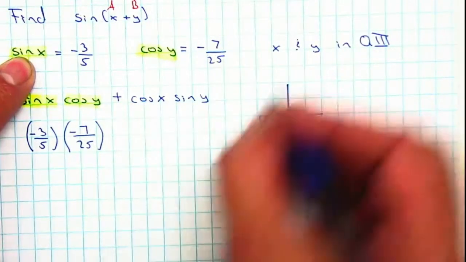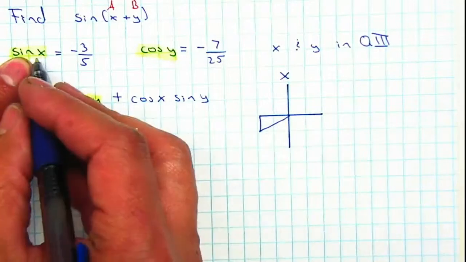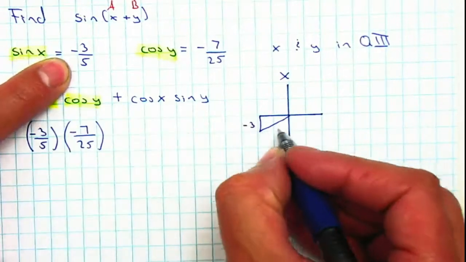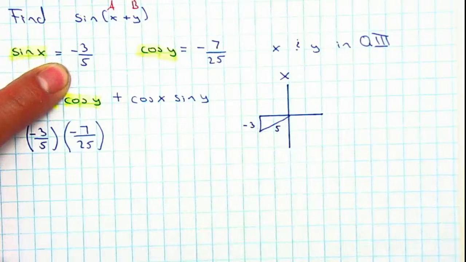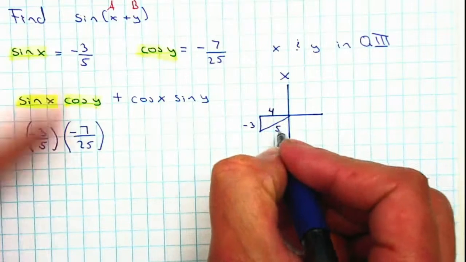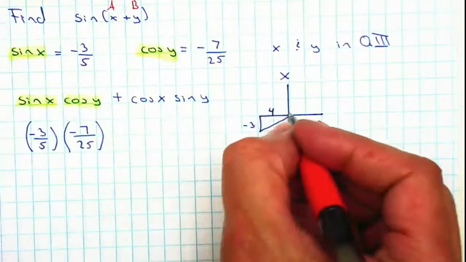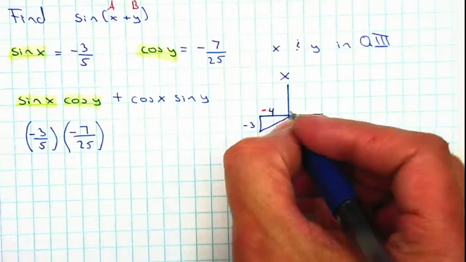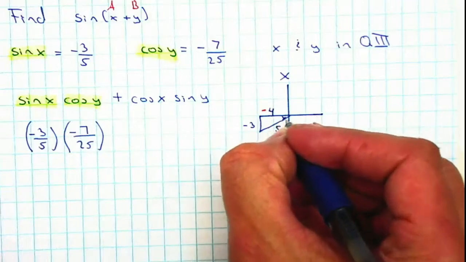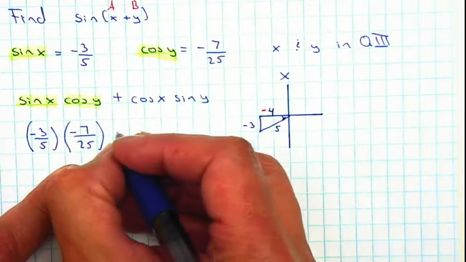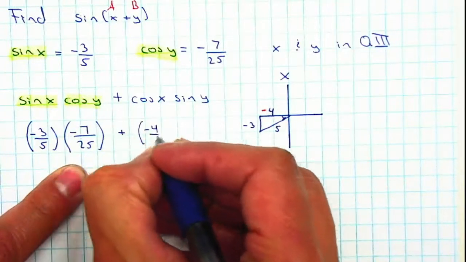Sine, we're working with your angle x, is opposite over hypotenuse. Now most of you guys have memorized your special right triangles. So we have 3, 4, and 5. And let's not forget that this is to the left, so therefore that's a negative 4. So now, this is angle x. The cosine of x will be negative 4 over 5.